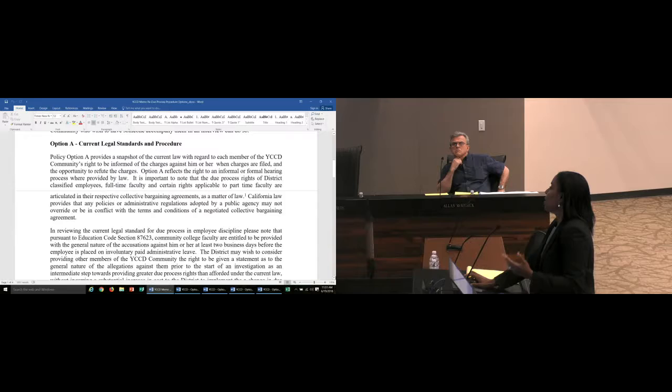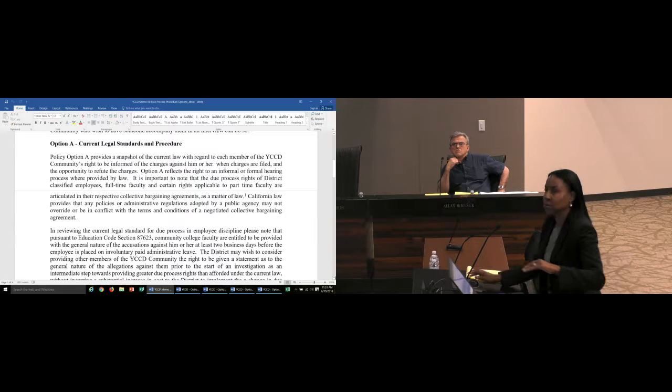So the first option is going to be option A. Option A is going to tell you where the law is now. That is a reiteration, basically, of what your Vice Chancellor of HR, Ms. Liguria, has explained. It tells you really what the law says, what's the current state of the law. So you compare A to each of the other options.